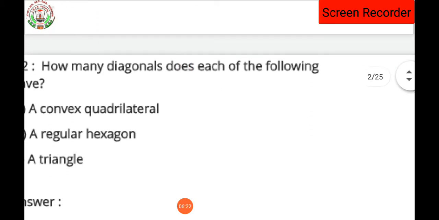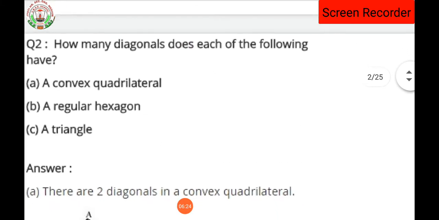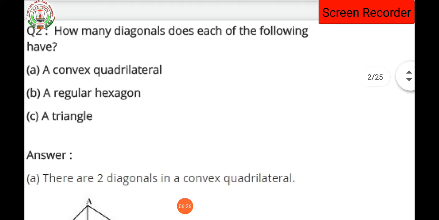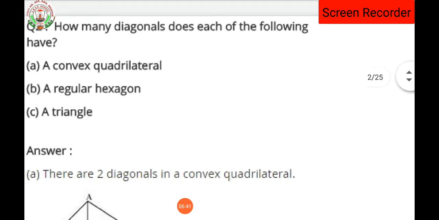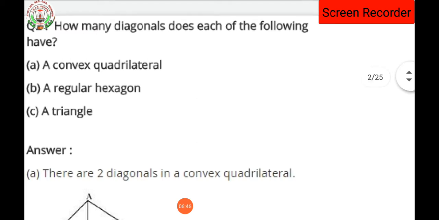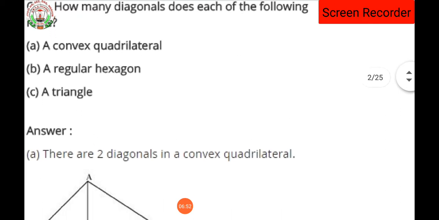Okay, next question we are having, question number 2. So here is question number 2. How many diagonals does each of the following have? A convex quadrilateral, a regular hexagon and a triangle. So here we are talking about diagonals. In this question we have to tell how many diagonals a convex quadrilateral has, how many diagonals a regular hexagon has, how many diagonals a triangle has.